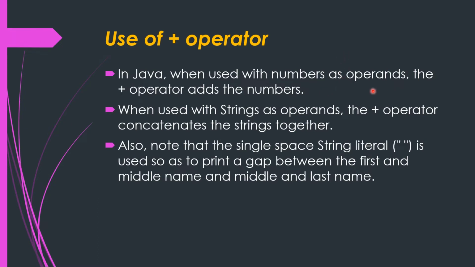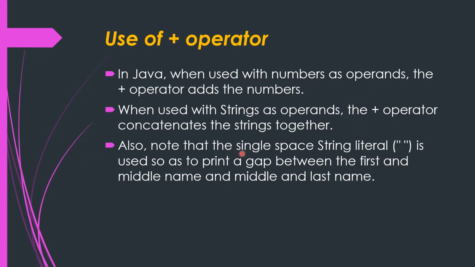And what does this operand do? It adds the numbers. But when we are using it with strings, then why do we use it? We use it to concatenate the strings together, as we had just used in the previous example. There we had concatenated three strings together, so we used the plus operator there.